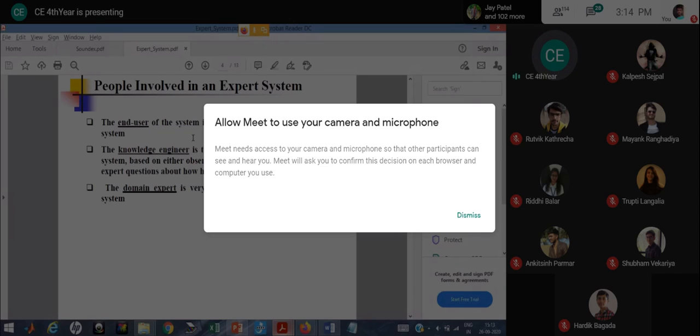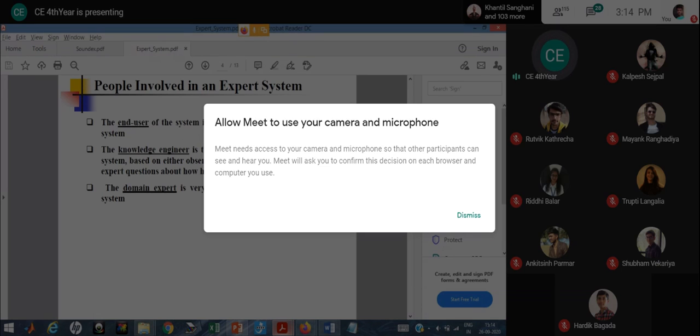The second person involved in an expert system is the knowledge engineer. By this term you can understand, the knowledge engineer is a person who designs the rules for the system based on either observing the expert at work or by asking the expert questions about how he or she works.